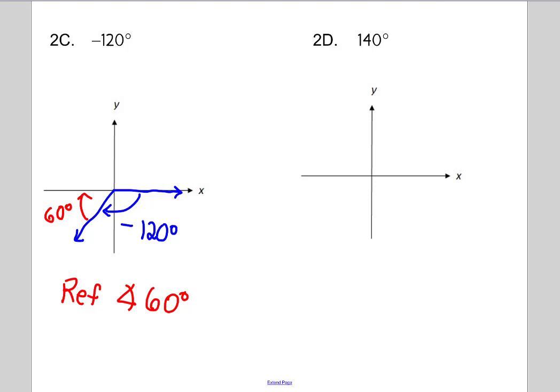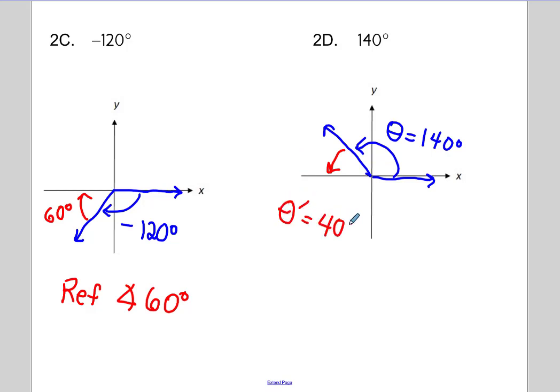And then the last one, 140 degrees, starting on the positive x-axis, 140 degrees is going to be 40 degrees off of the x-axis on the left side. So the angle measurement of 140 gives me a reference angle right here, and our reference angle would be another 40 degrees. So we're just taking that measurement between the terminal side and the closest x-axis.